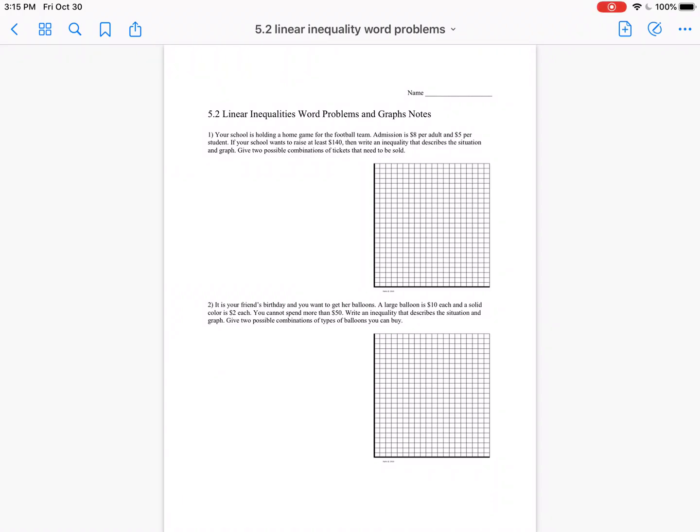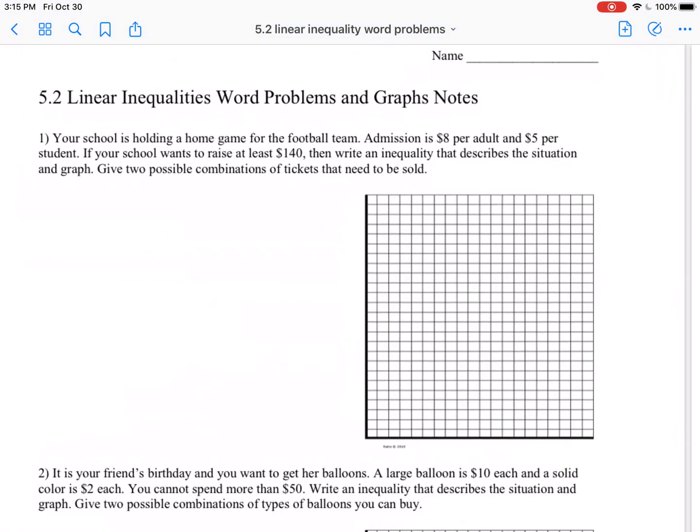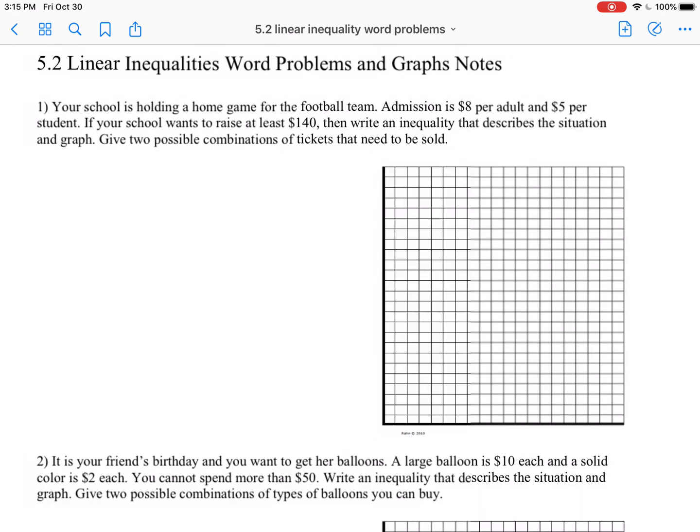5.2 is our favorite. It's word problems. So let's just go ahead and jump right in. So we did linear inequalities yesterday, and now we get to do the word problems. Okay, number 1. Your school is holding a home football game.